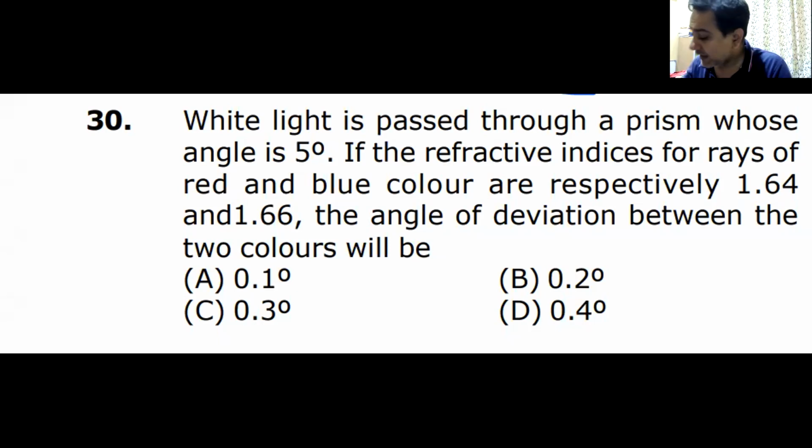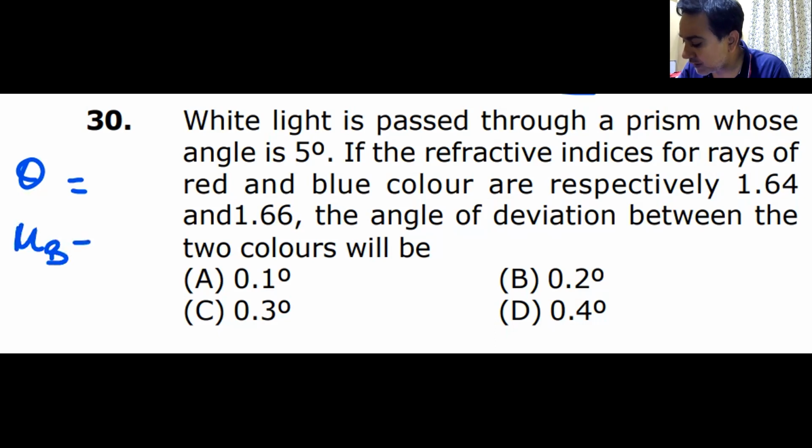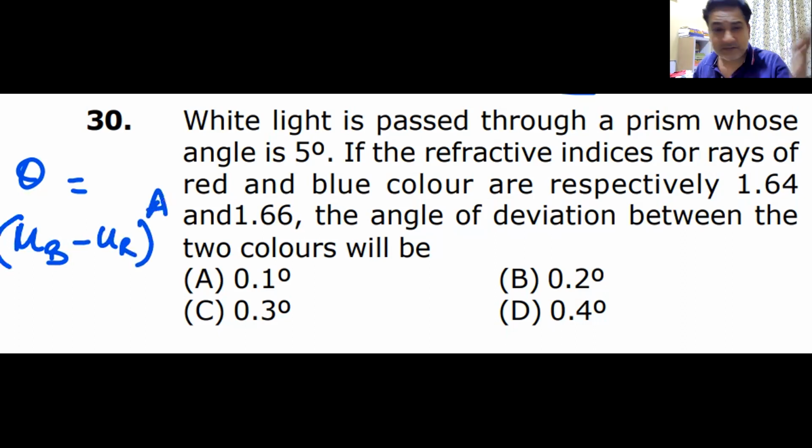So here, the angle of dispersion or the angle of deviation between blue and red, we know the formula for violet and red. You just have to write the formula for blue and red, and it will be very simple. It will be (mu blue minus mu r) multiplied by A. That is as simple as it gets. Instead of violet and red, you have to find the angle between blue and red.